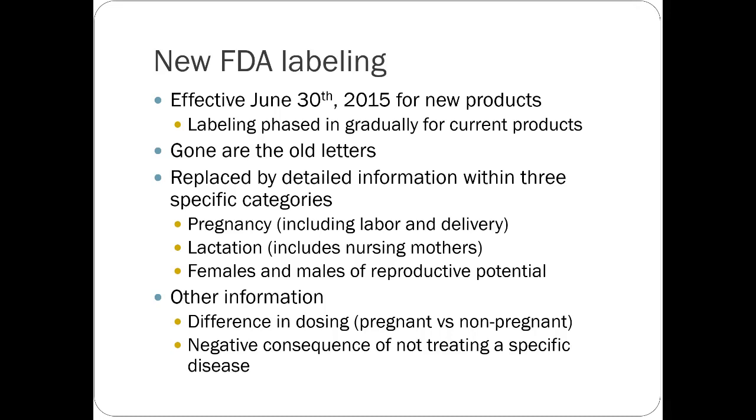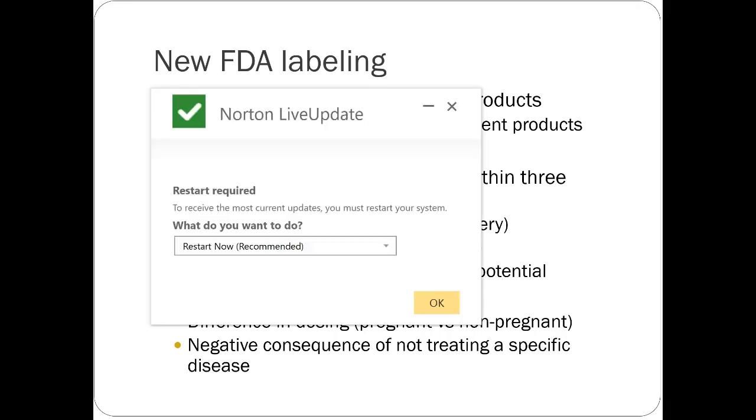Okay, so the new labeling was effective June 30th, 2015, again for new products. So labeling is supposed to be phased in gradually for current products. How the FDA is monitoring or regulating that, I have no idea. It seems like a pretty massive task. But I suppose eventually you're going to see more data being published or at least available to providers that goes through some of this type of logic as opposed to just simply supplying a letter.